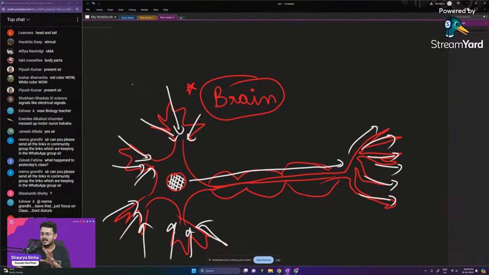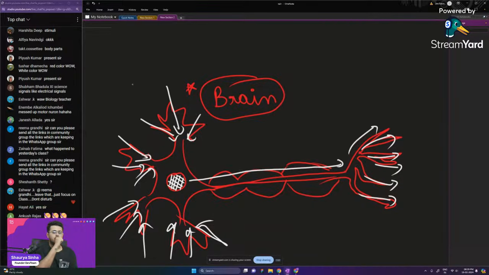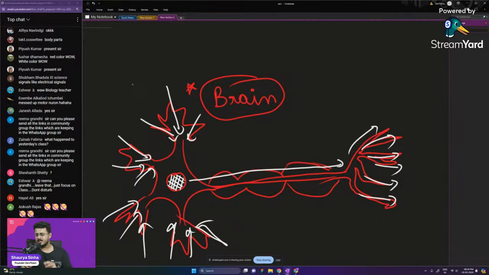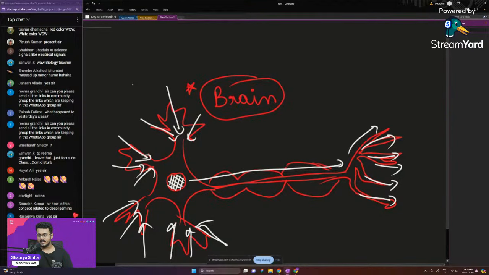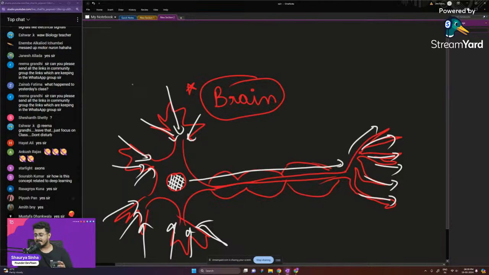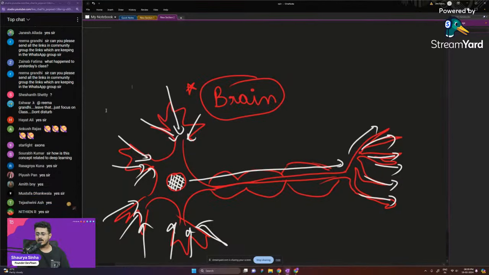Are you guys able to understand how this neuron basically works in our brain, guys? Are you guys able to understand this, guys? Please let me know. Yes? This is something that I think so many of you might have learned in biology classes as well, right?